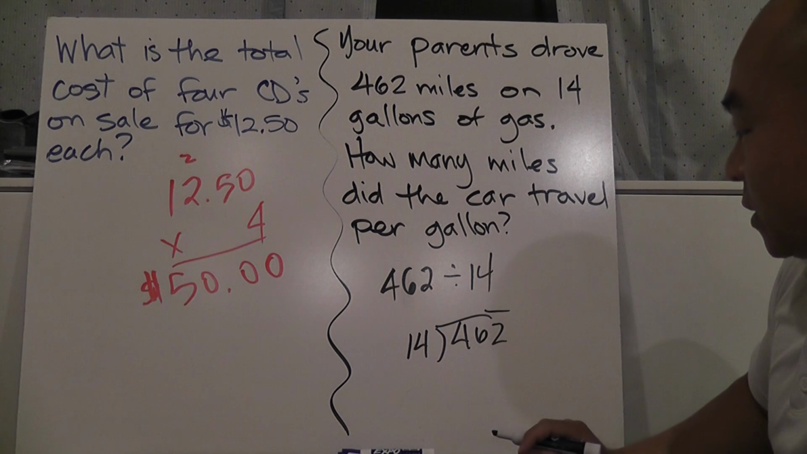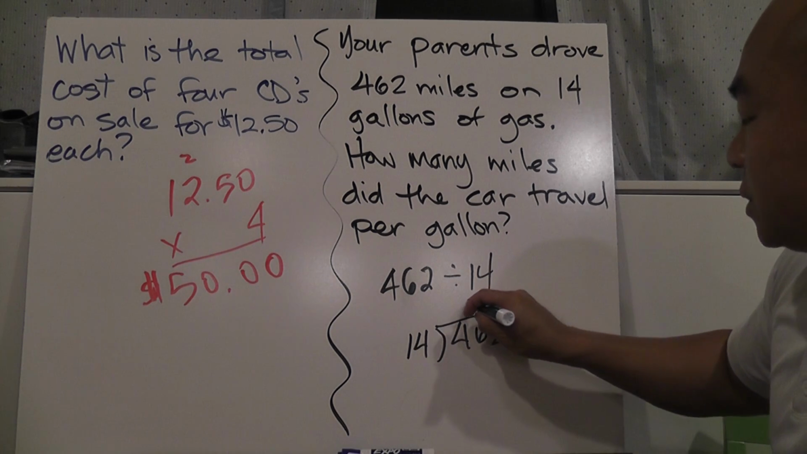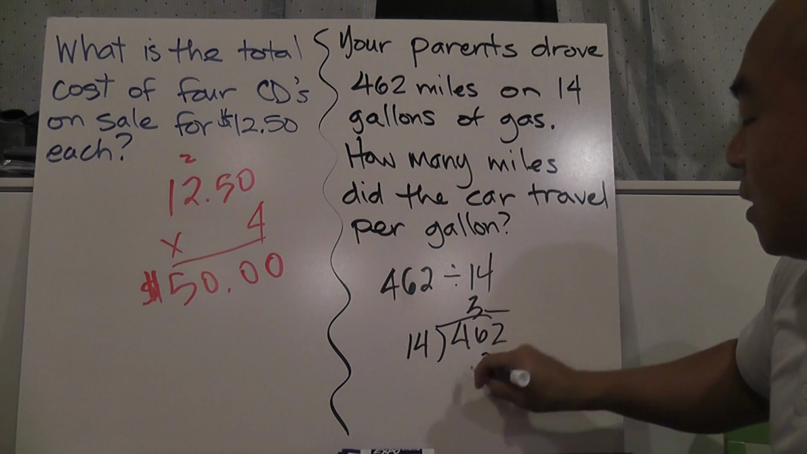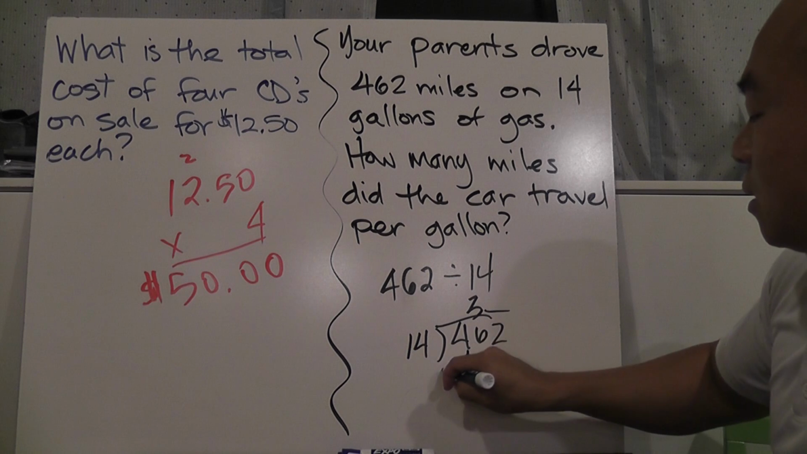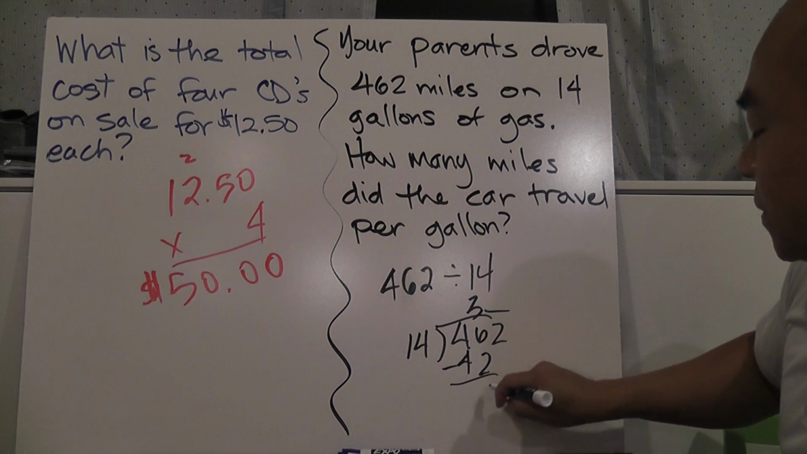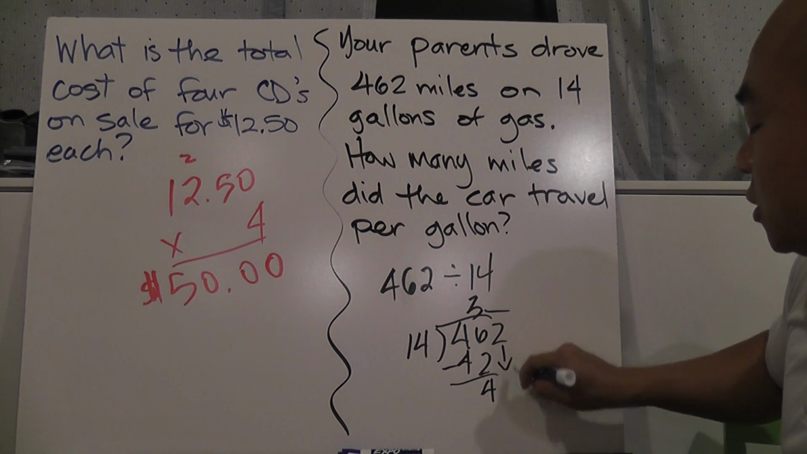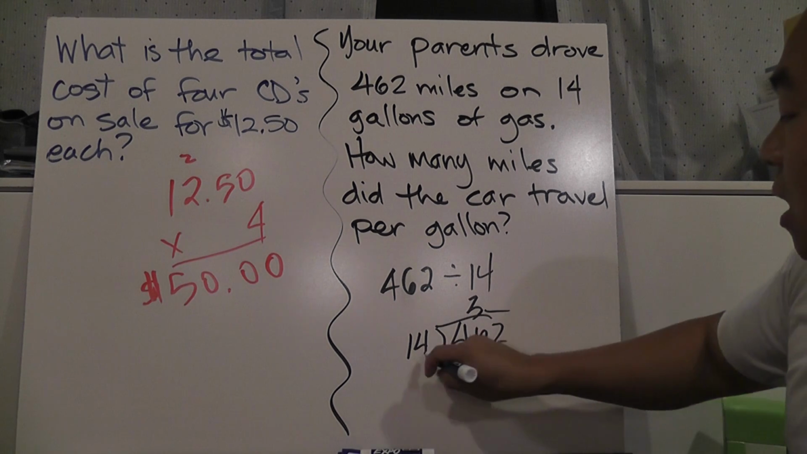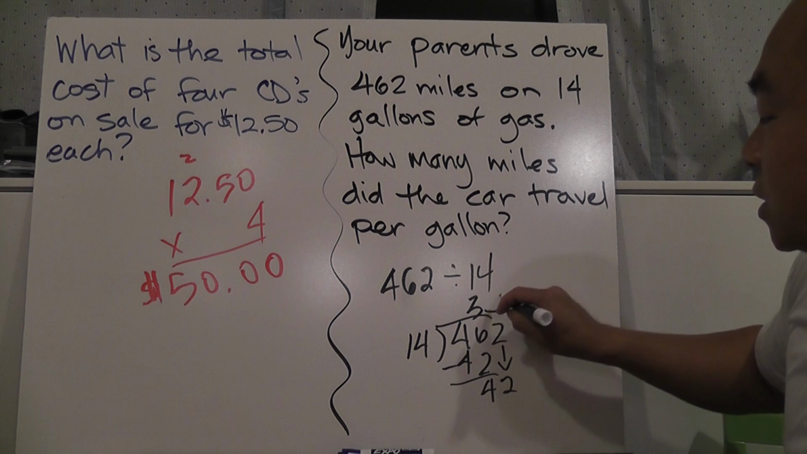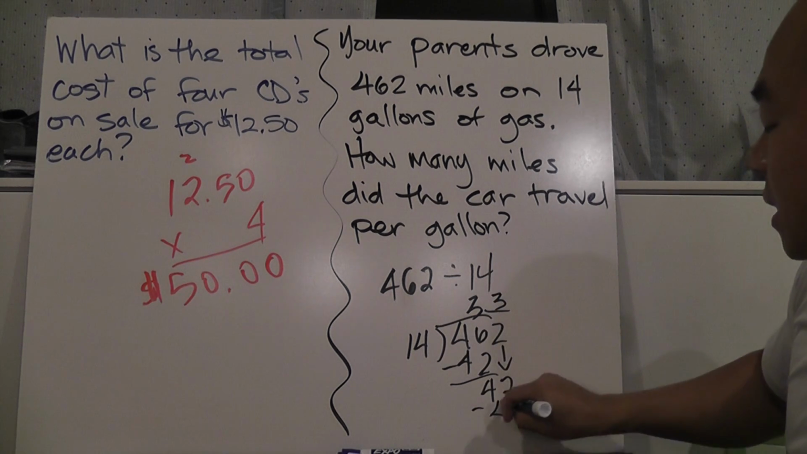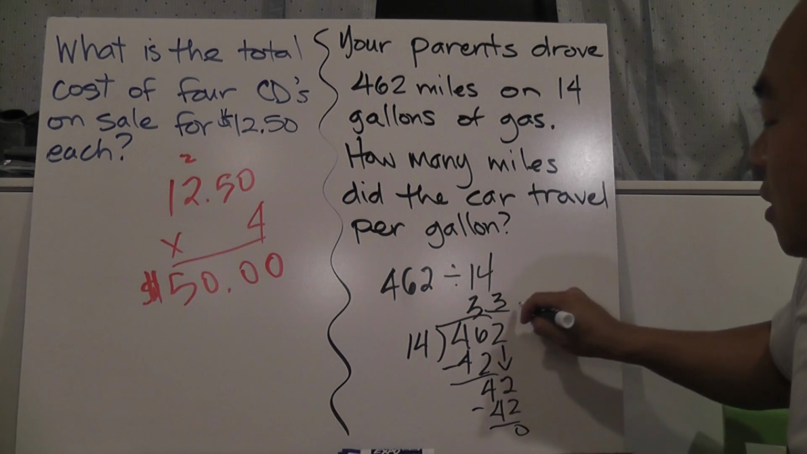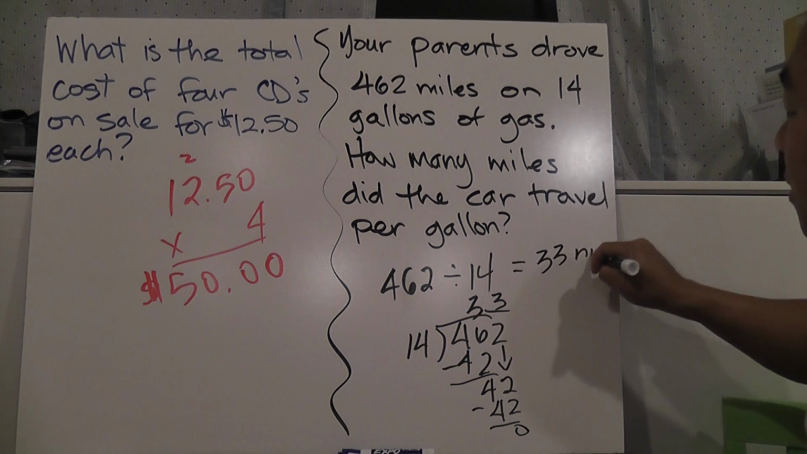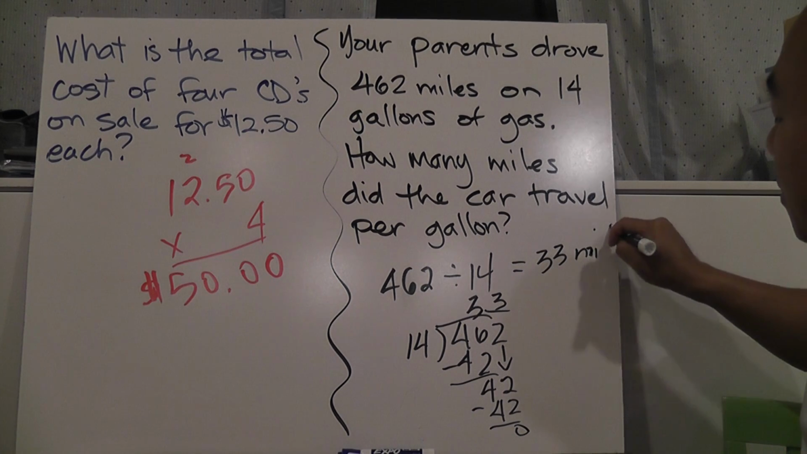14 goes into 46 about 3 times, and 14 times 3 is 42. Subtract them. 46 minus 42 is 4, bring down the 2. And here we have another 42, and since we know that 14 times 3 will give us 42, we can just go ahead and put another 3 here. Minus 42, and that gives us 0. So the answer is equal to 33 miles per gallon.